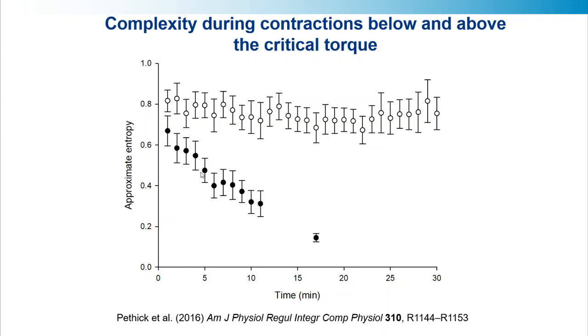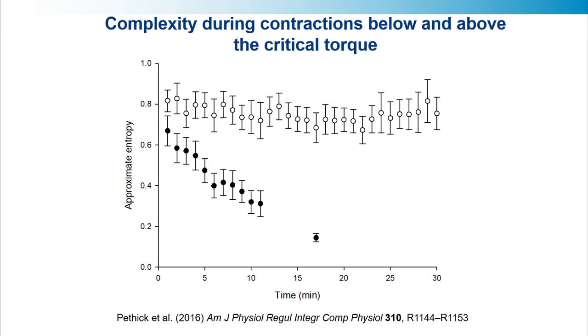And it doesn't really matter what the intensity of the contractions is above the critical torque, you end up with the same end-test entropy or end-test DFA alpha exponent. And so you seem to reach a limiting level of neuromuscular complexity at task failure, which is extremely interesting.